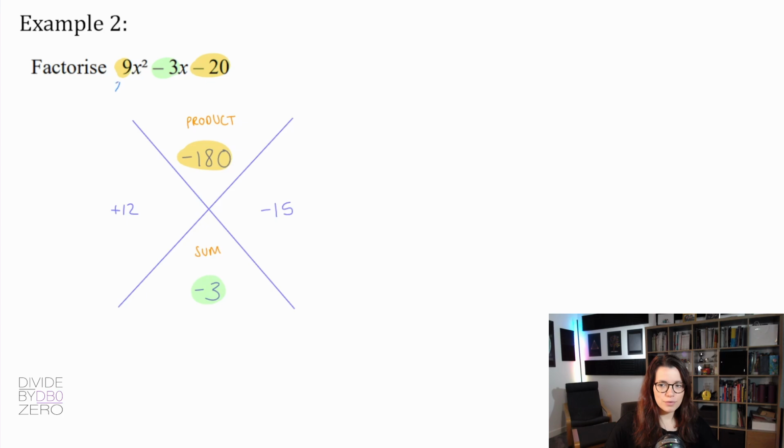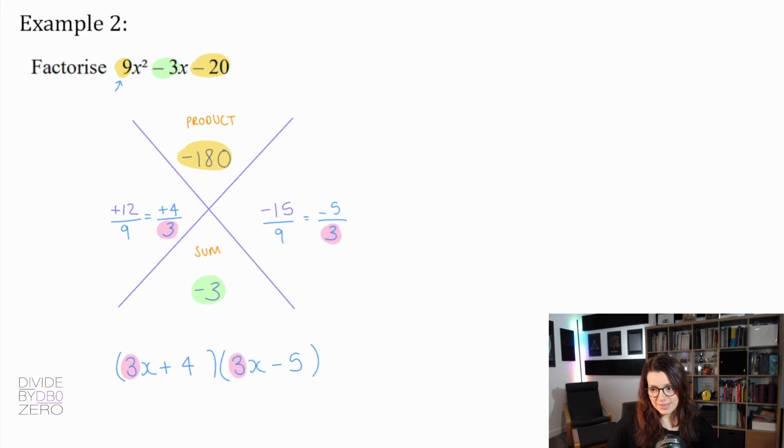Next, we take the number in front of the x squared, so 9 in this case, and we divide both of those numbers by 9. We then simplify those fractions to get 4 over 3 on that side and negative 5 over 3 on this side. And now we're ready to put those numbers into our brackets. So 2 brackets. In the first bracket, I'm going to put 3x plus 4, and in the second bracket, 3x minus 5, using the denominators and numerators to help me there.